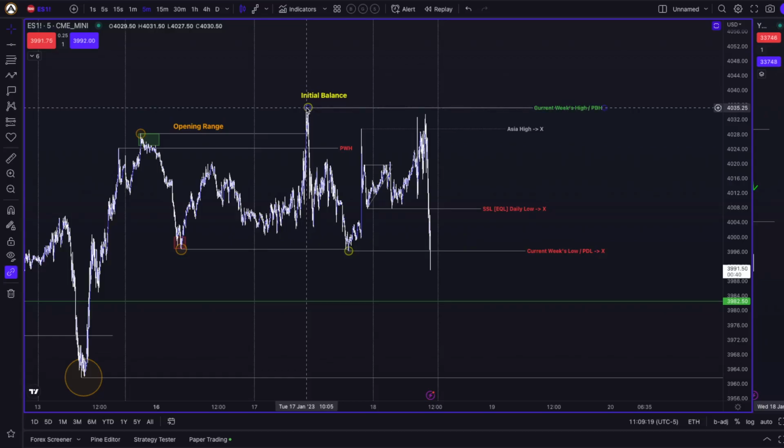But the high of the week was formed on Tuesday right here at 40.35.25. Let's see if I'm wrong or not, but probability is very high that the high of the week, or the low of the week, is either formed on Monday or Tuesday. That's why opening range initial balance model leading into the new week.